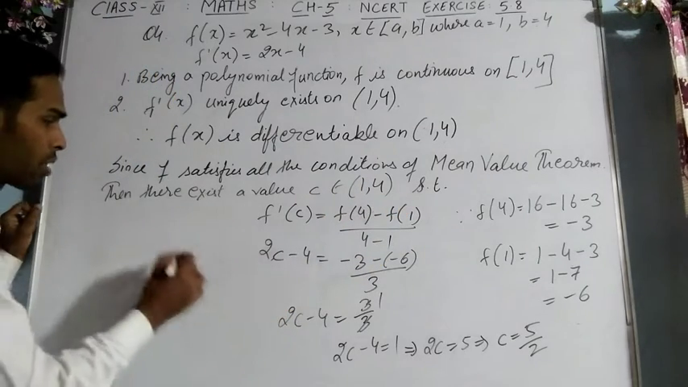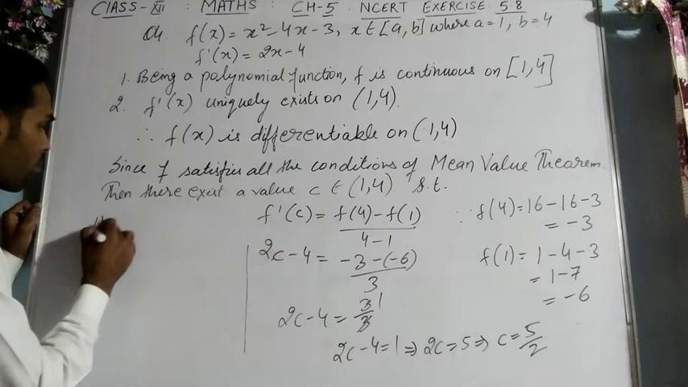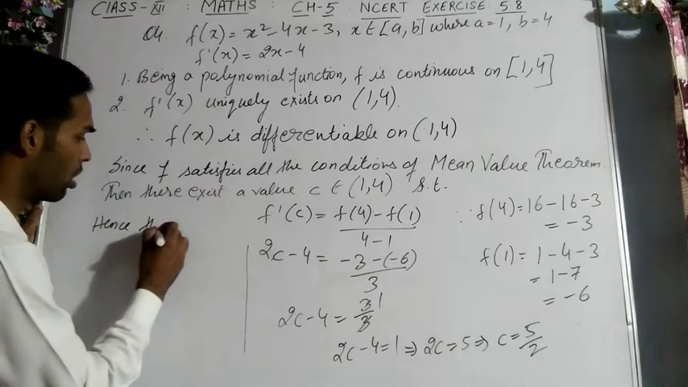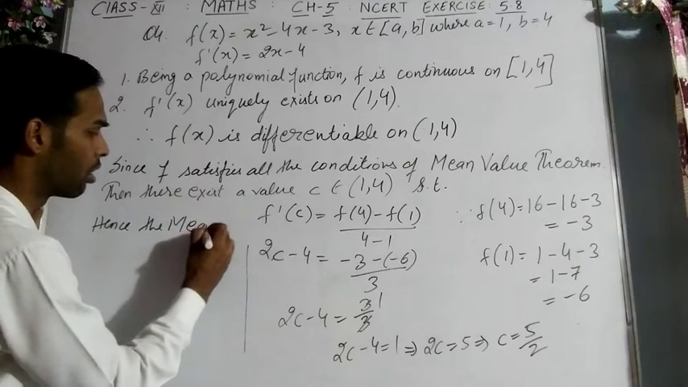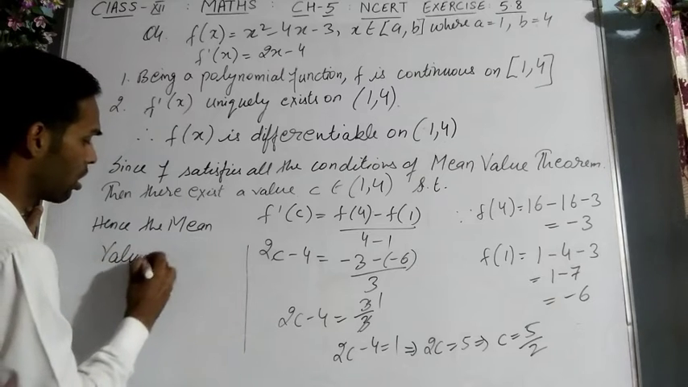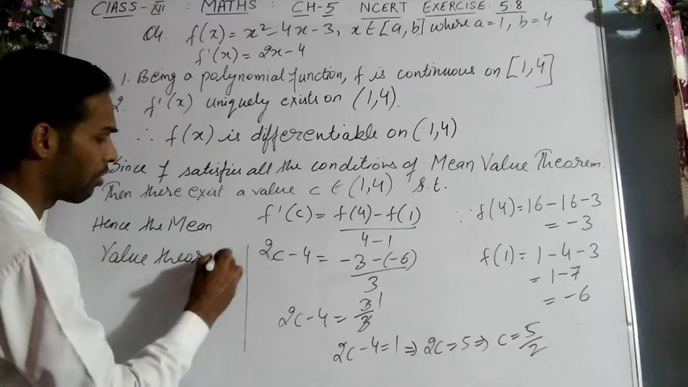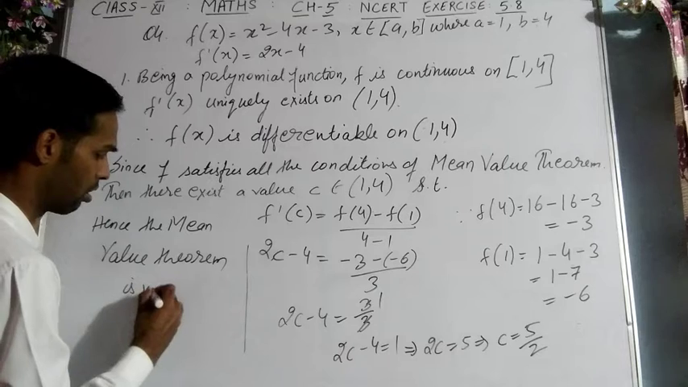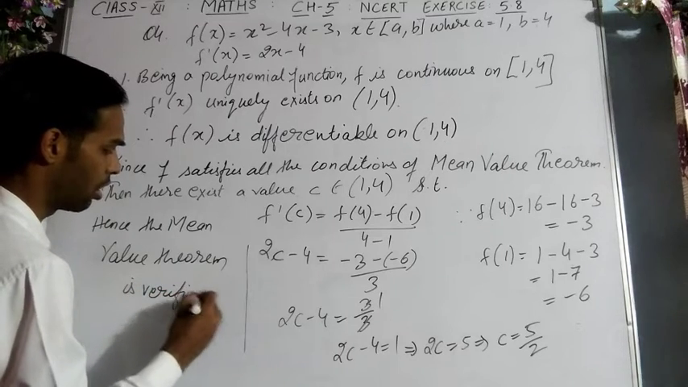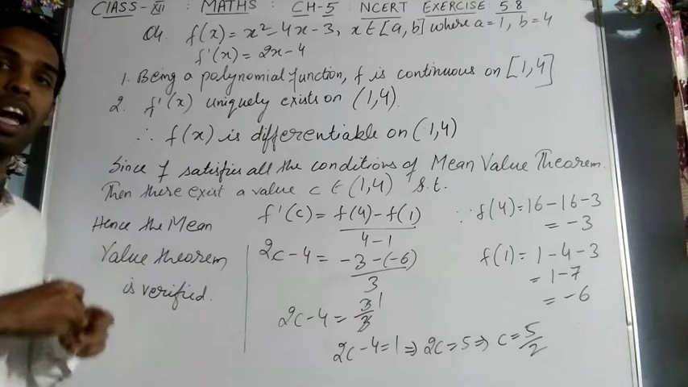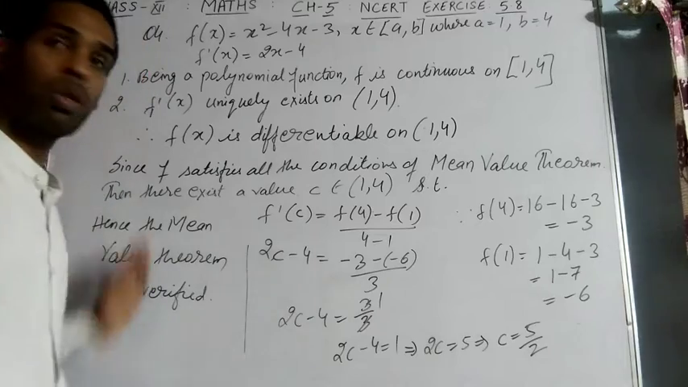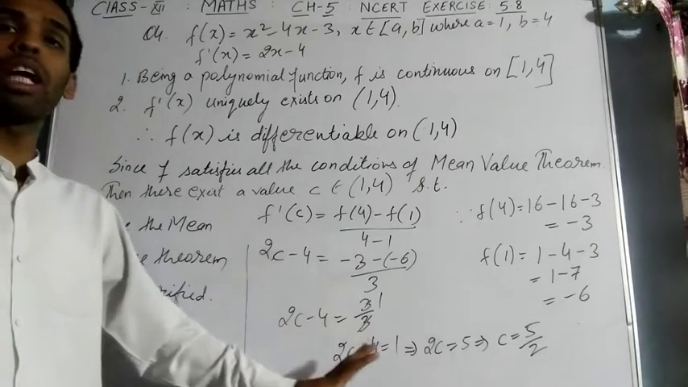So you can write down in the last. Hence, the mean value theorem is verified. This statement you have to write down in the very last. There is not space, so I have written just on the left hand side. So this manner you have to attempt this question.